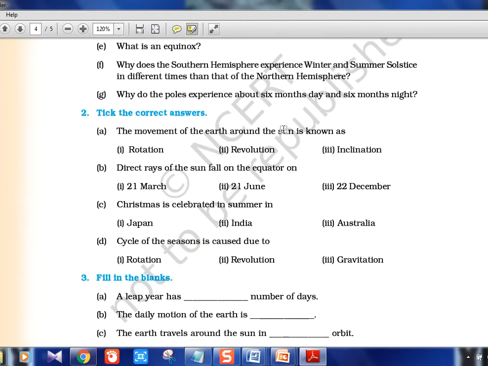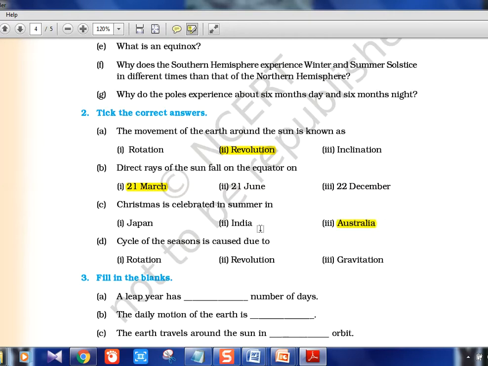The movement of the earth around the sun is known as revolution. Okay, direct rays of the sun fall on the equator during the equinox. So that will be 21st March and 22nd September, I think. June and December it will be the other one, winter solstice and summer solstice, where it is falling on the Tropic of Cancer and Tropic of Capricorn. Christmas is celebrated in summer in Australia.